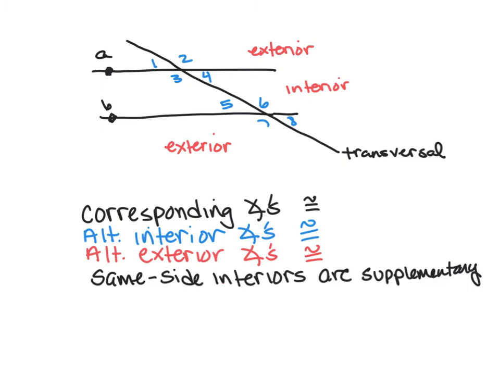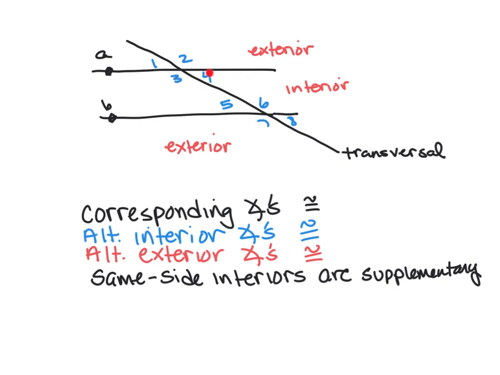Same side interior angles are supplementary. The same side of the transversal, like angle 3 and angle 5, in the interior section only. So angle 3 and angle 5 are supplementary angles. Remember, that's two angles which, if you add them together, will equal 180 degrees. So if I know one of them, I can subtract that from 180 degrees to find the other one.